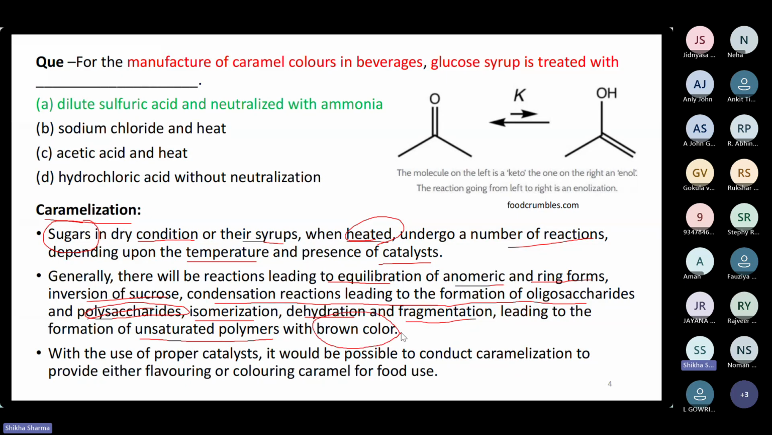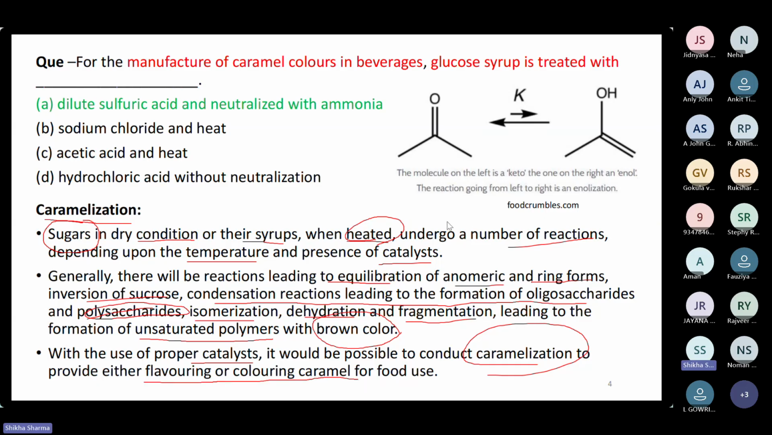So this brown color we can see. If we are using some catalyst, it is possible to conduct this caramelization reaction. This caramelization reaction is used in food for providing flavors and color, the caramel color or the caramel flavor.